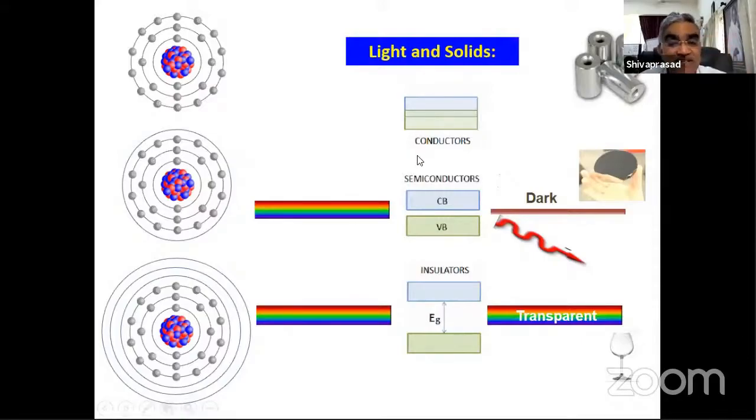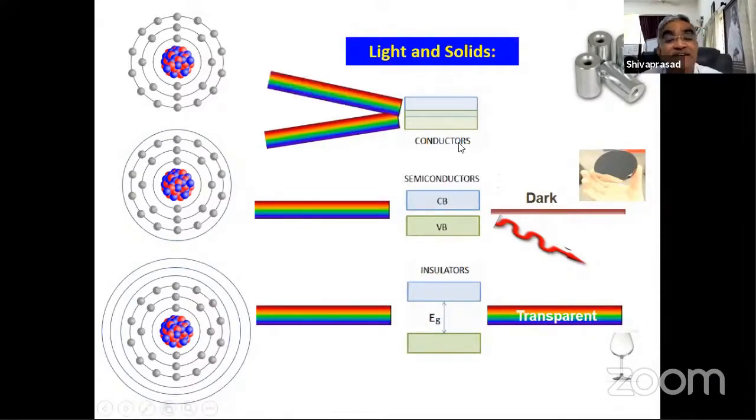Now we have something called a conductor. So what happens when I shine light on a conductor? What do you think can happen? You know what happens when you shine light on a conductor? Okay, it reflects the light. Okay, why does it reflect the light? Because it has the energy. It has energy of hitting all the electrons in their house. But still, why does it reflect the light?